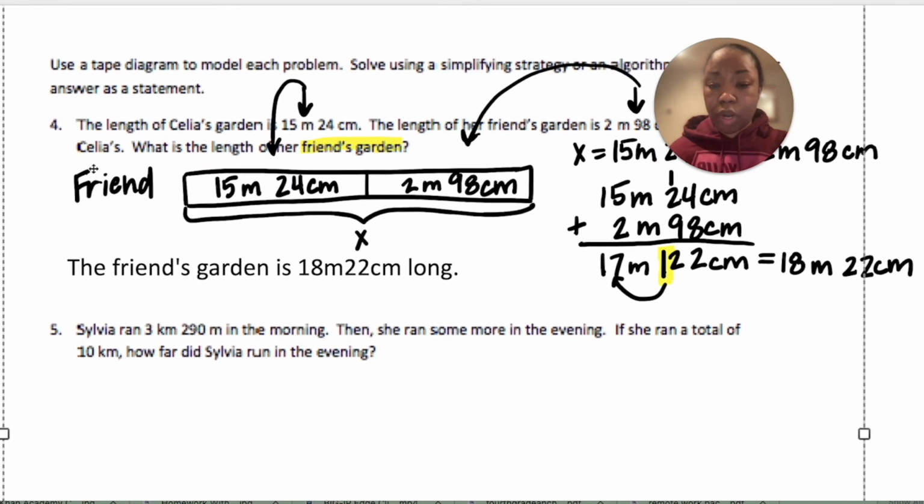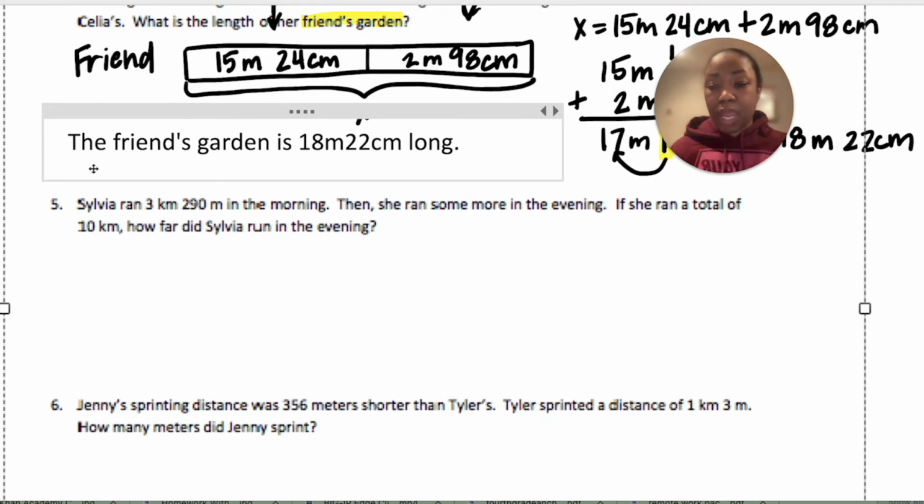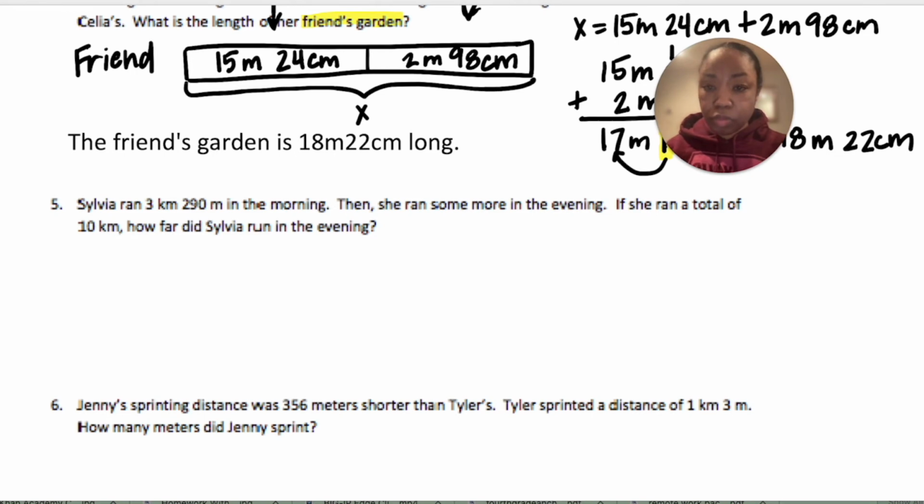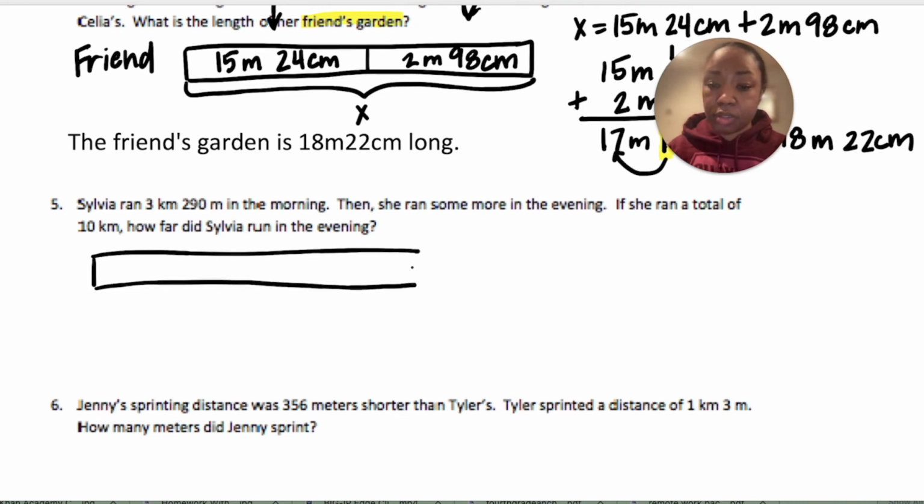All right, for number 5, Sylvia ran 3 kilometers, 290 meters in the morning. Then she ran some more in the evening. If she ran a total of 10 kilometers, how far did Sylvia run? So we know that she ran 2 distances. One was the morning, one was the evening. The morning was 3 kilometers, 290 meters, and we don't know the evening, but we do know that she ran a total of 10 kilometers.